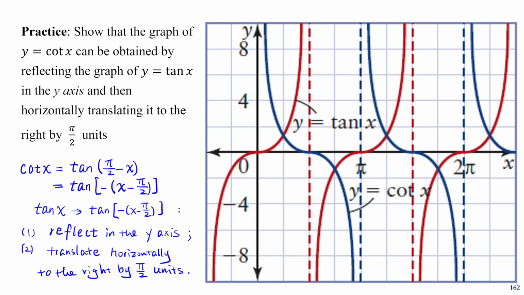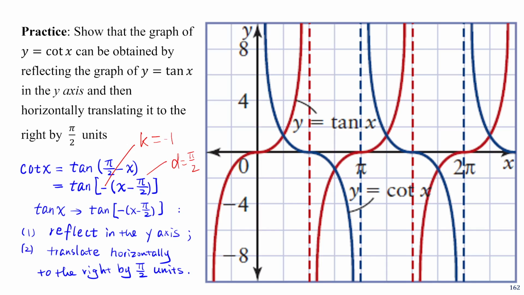Alright, so because cotangent x can be expressed as tangent half pi minus x, right? And tangent half pi minus x is actually tangent negative x minus half pi, right? So according to function transformation theory, basically we have parameters here. There are four parameters a, k, b, and c, right? So this parameter corresponds to your k. So k equals negative 1 here. And the second parameter d equals half pi.